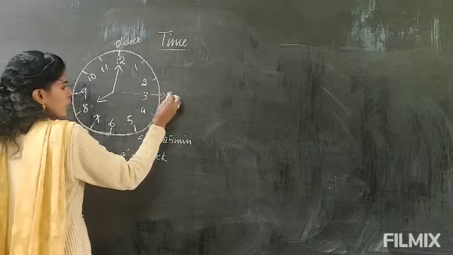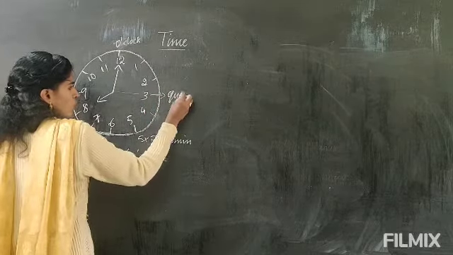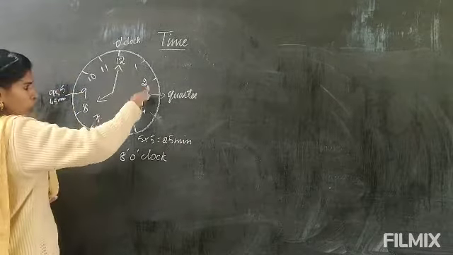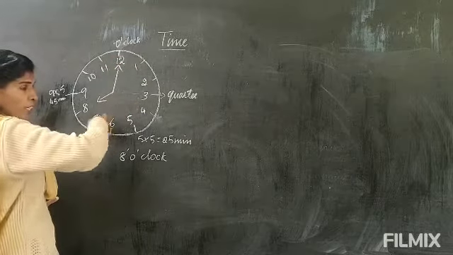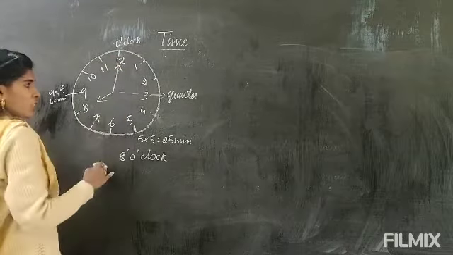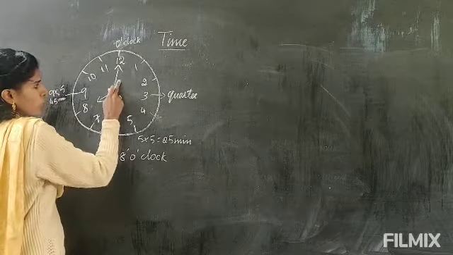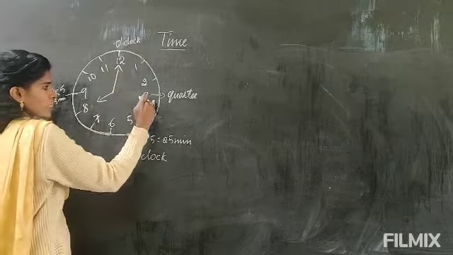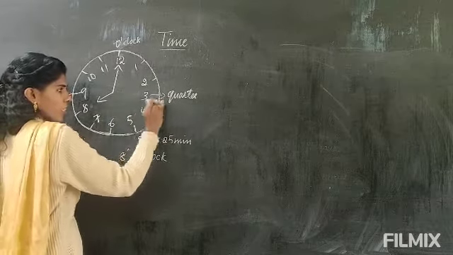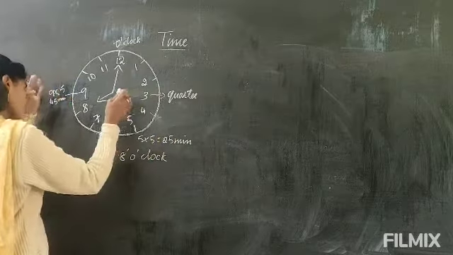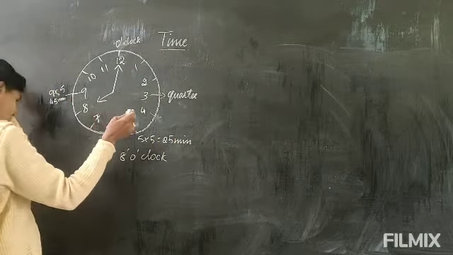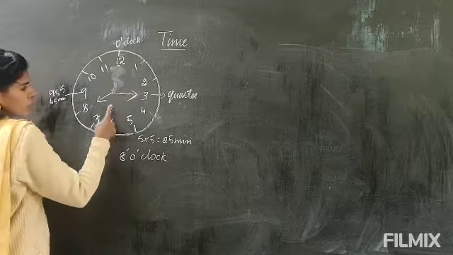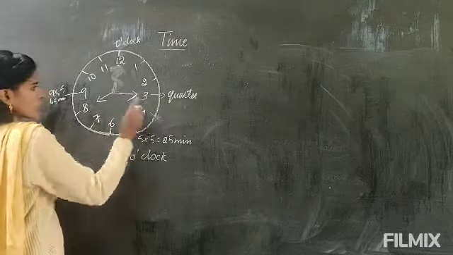This 3 will be quarter hour. When the minute hand makes the full round, that is 60 minutes, otherwise it is called 1 hour. If you divide this into 4 equal parts, this 3 will be the quarter part. So when it is in 3, it will be quarter hour. We say 8 quarter.